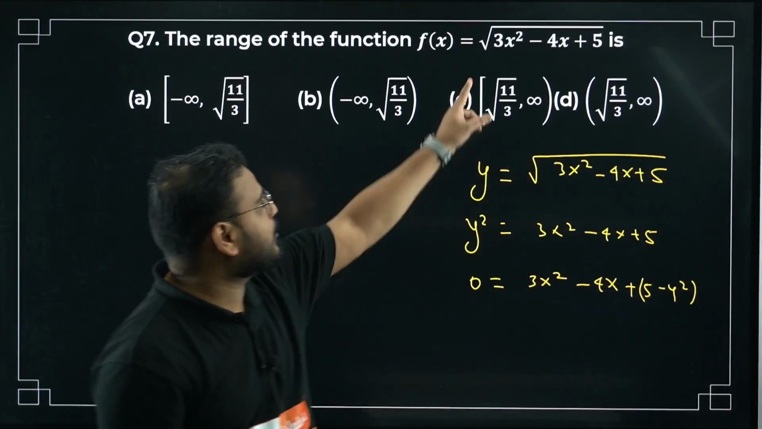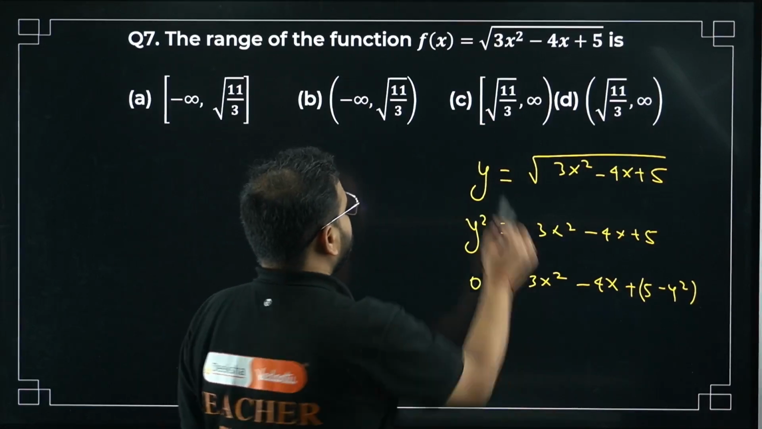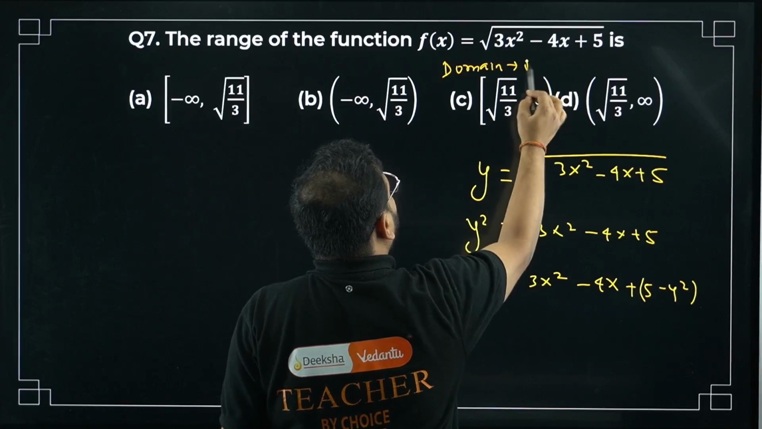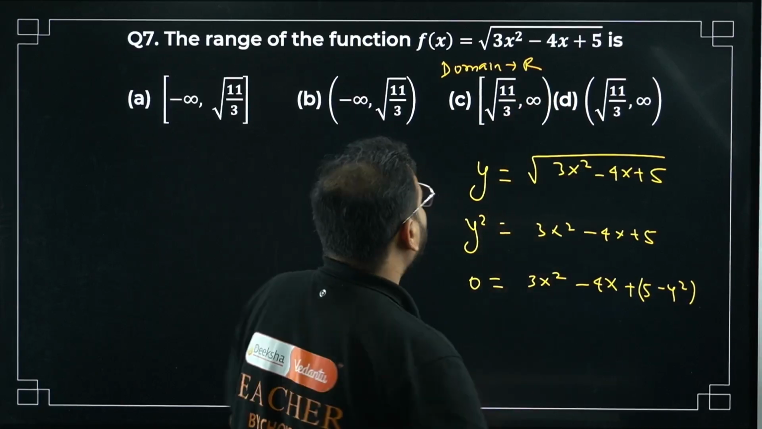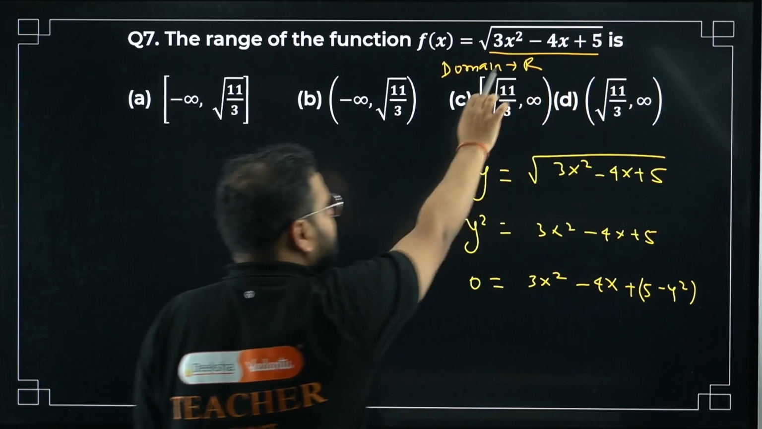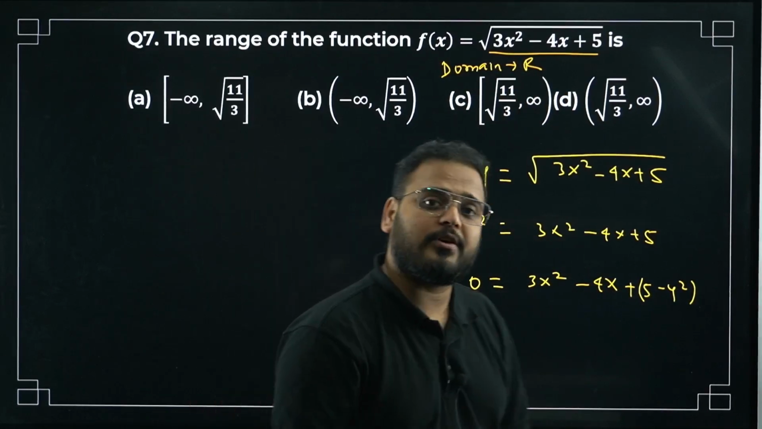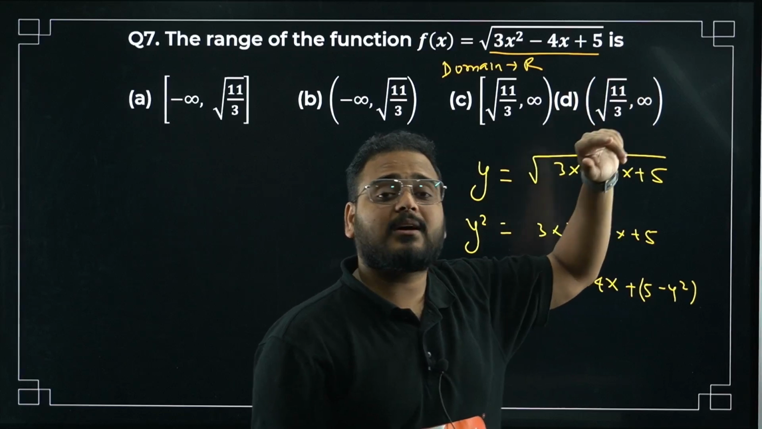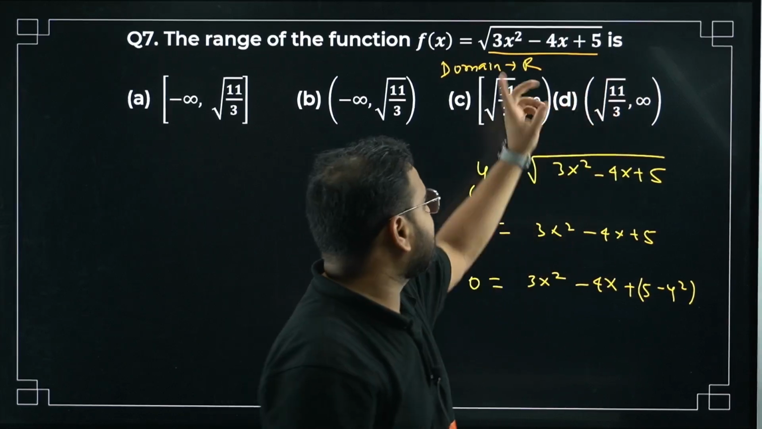One more thing. If you check the domain, it will become all real actually. Domain will be all real. How do we get that, sir? I'll tell you how. If you make this a perfect square, you're going to get this as all real. Try to make this a perfect square and then apply the condition of greater than or equal to 0. You'll get this all real.